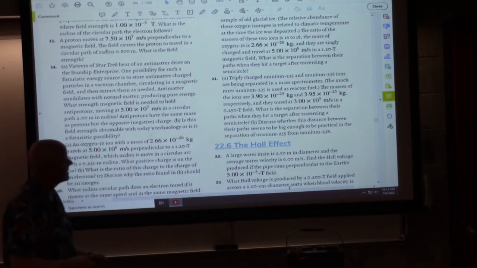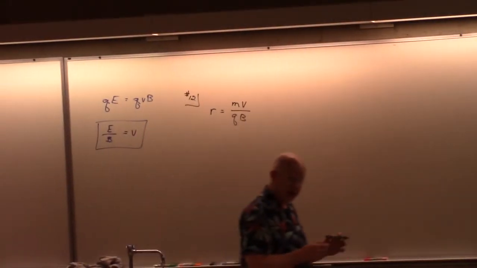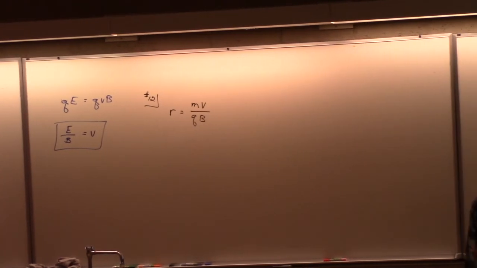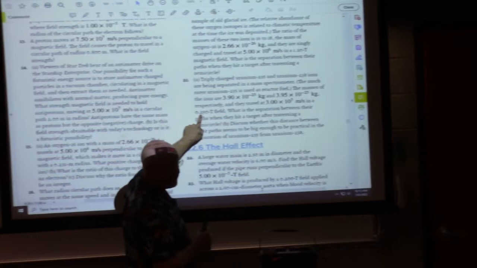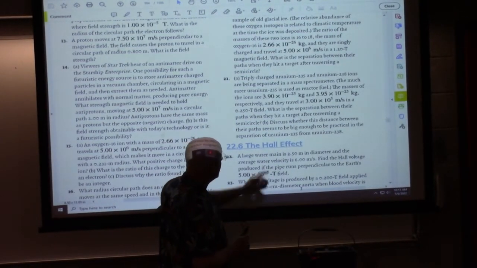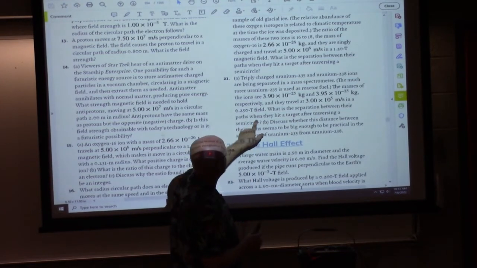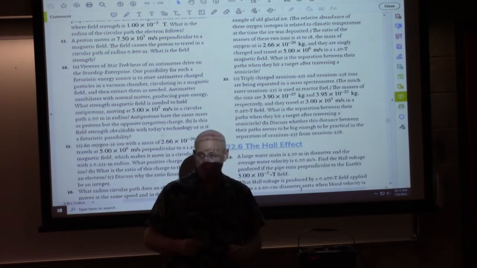They give us the masses of each of the ions, and they tell us that it goes through some kind of velocity selector. They don't make us figure out the speed, so I guess I don't need this part of the mass spectrometer, but they send it through a velocity selector, and they give me this speed, 3 times 10 to the 5, and then this is the field, a pretty strong field, 1/4 of a Tesla. What is the separation between their paths when they hit the target after traversing a semicircle?